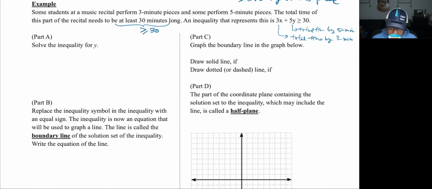Okay. It says solve the inequality for y. That's a fancy way of saying isolate the y variable.